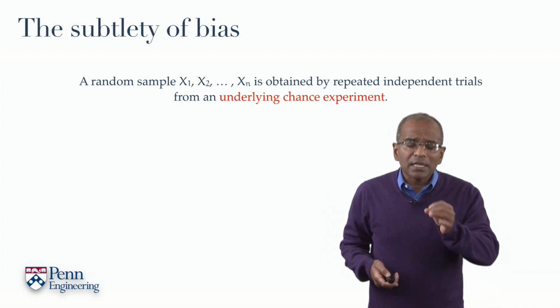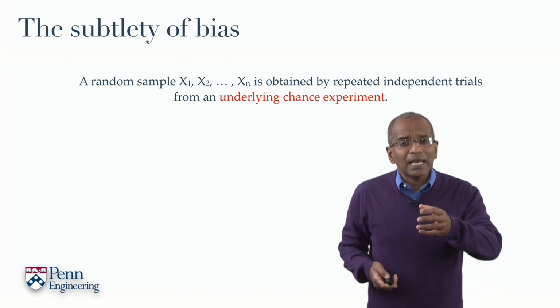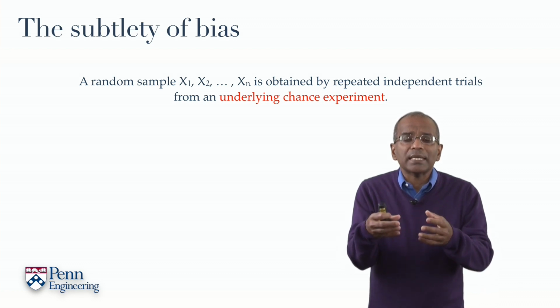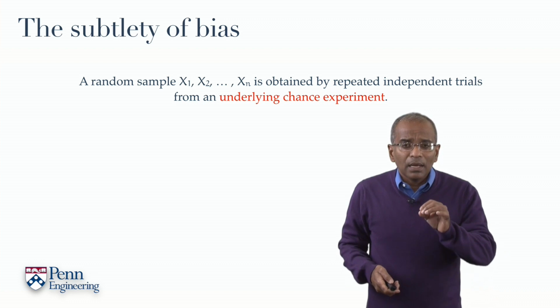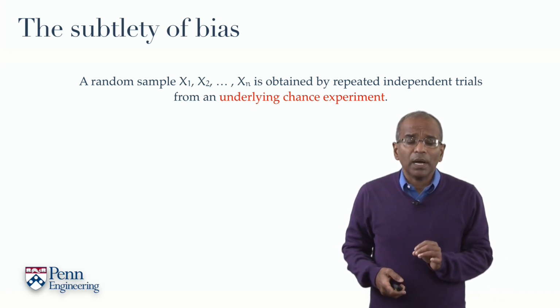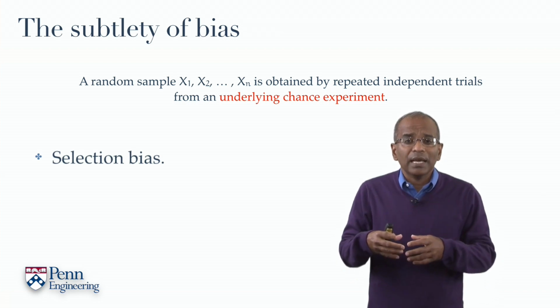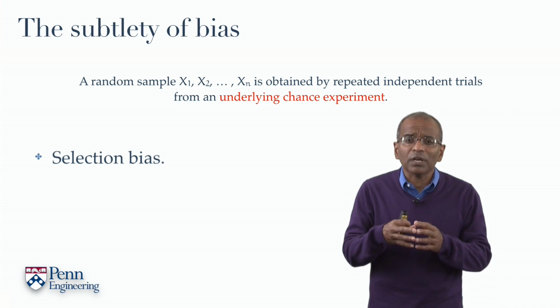Bias can arise in several different flavors, and it is again important to understand the nuances of how uncertainties and biases can creep into these samples. The first example of bias is when, in sampling from a population, there is a bias in selection. Now, let me give you a couple of examples.